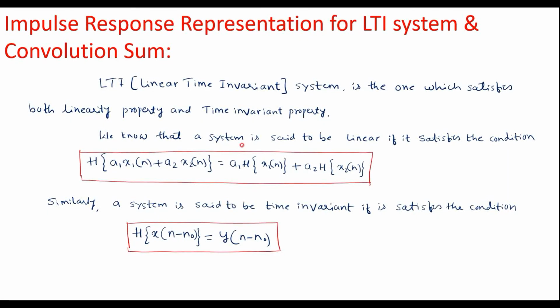We know that a system is said to be linear if it satisfies the condition H(a1 x1 of n plus a2 x2 of n) is equal to a1 H(x1 of n) plus a2 H(x2 of n). Similarly, a system is said to be time invariant if it satisfies the condition that input x of n minus n naught gives output y of n minus n naught.